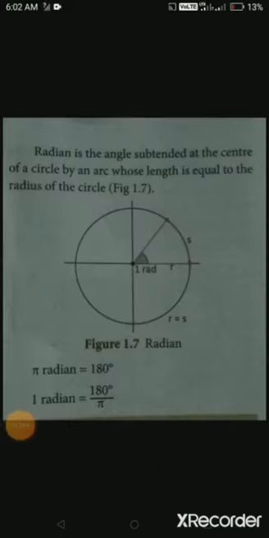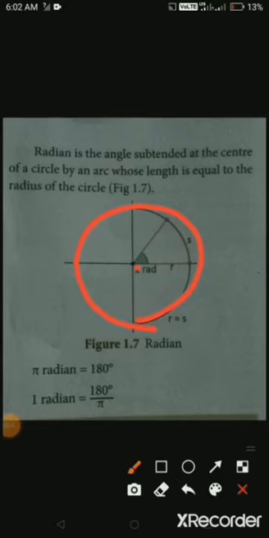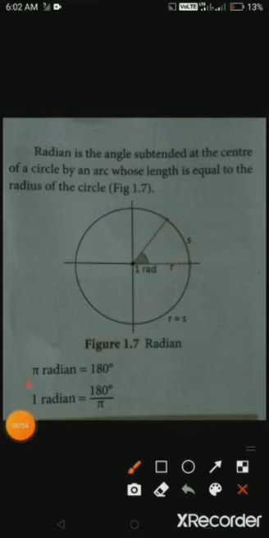Radian is the angle subtended at the center of a circle by an arc whose length is equal to the radius. See this figure. Pi radian equals 180 degree. 1 radian equals 180 degree by pi.